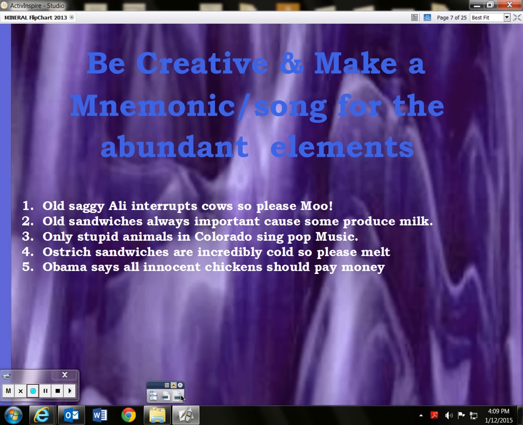Okay, some mnemonics to help you remember them are listed here. If you don't like these mnemonics, don't use them. If you want to make your own, go forth. Make sure you know what those 8 elements are, though, because you definitely need to know those.